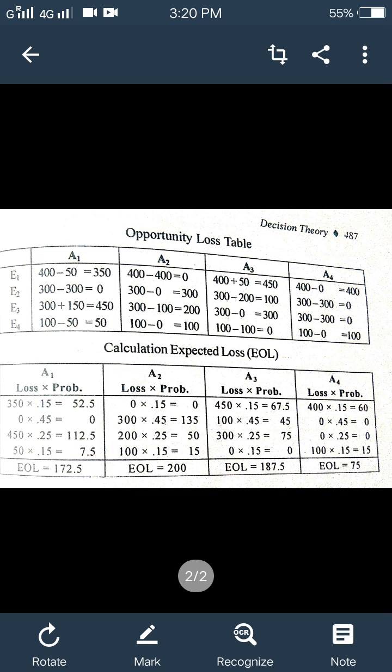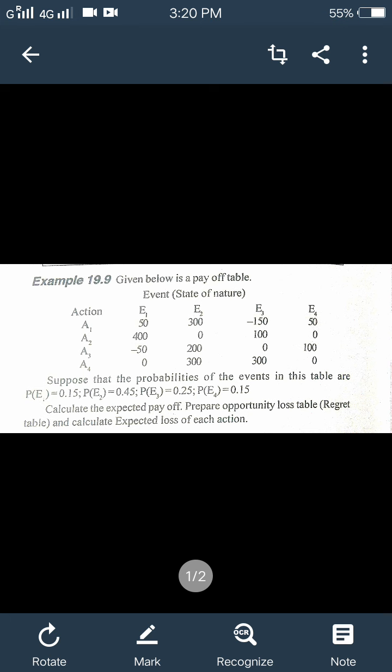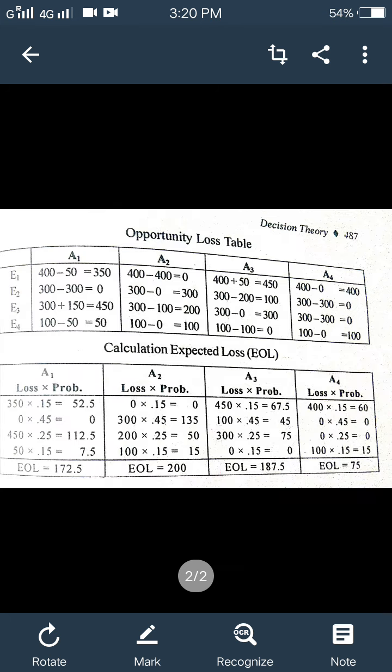Come to the next, E3. Which value is maximum? Maximum is again 300. So again we will subtract each value from this value. See the calculation: 300 minus 150 is 450, 300 minus 100 is 200, 300 minus 0 is 300, 300 minus 300 is 0.